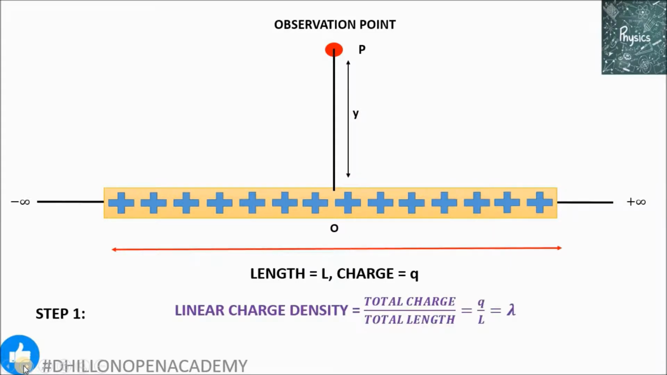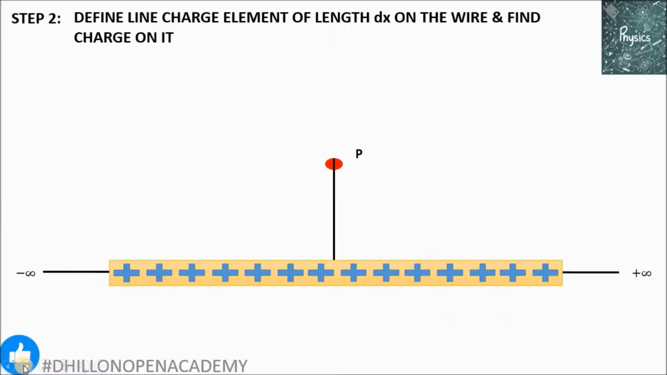In the first step, we define the linear charge density. We have already assumed that the charge is uniformly distributed, so the linear charge density will be total charge divided by total length, Q by L, equal to lambda. Remember, Q is not the total charge and L is not the total length of the wire. The actual length of the wire is infinite, and the actual charge present on the wire is also infinite, so we are considering the length and the charge on the wire only for this particular length L.